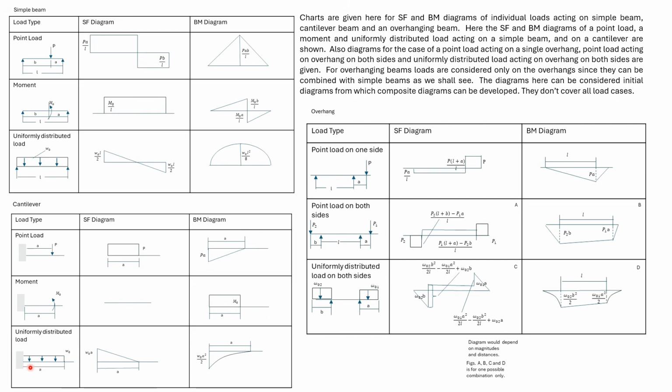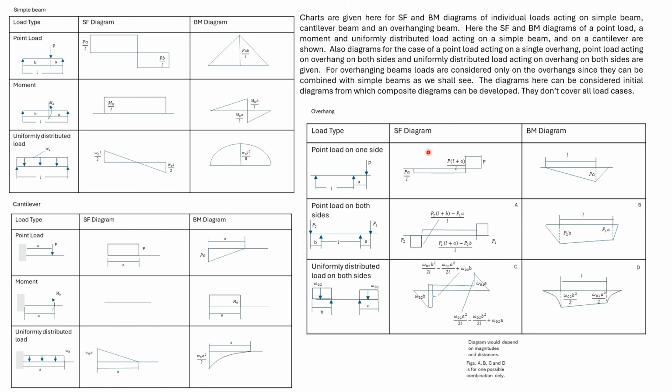Here we have a uniformly distributed load acting on a cantilever for a distance a. The shear force varies linearly, and the maximum shear force is W0a. The bending moment is in the negative region, varies in a quadratic fashion, and the maximum value is W0a squared divided by 2. Next, we look at overhangs.